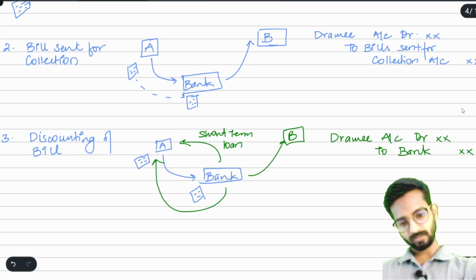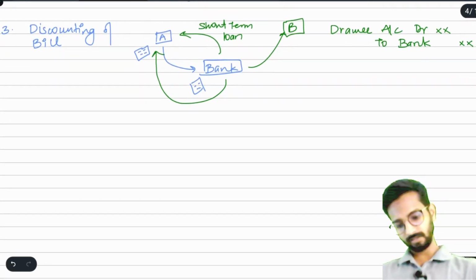Now, the fourth case, or you can say the fourth option we have here is endorsing the bill.